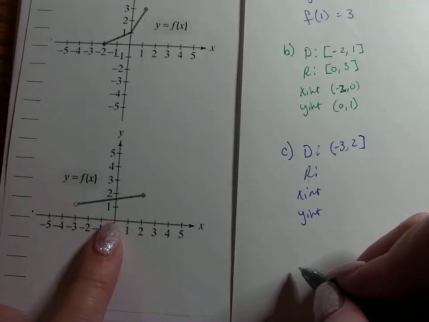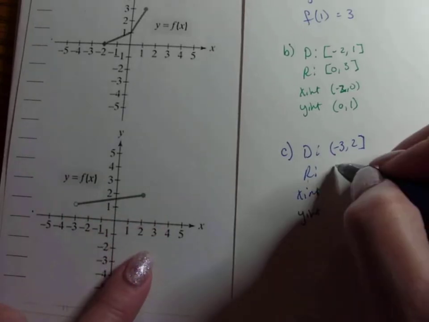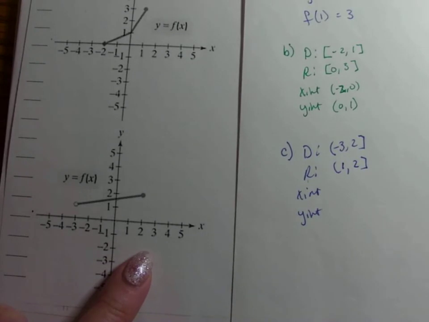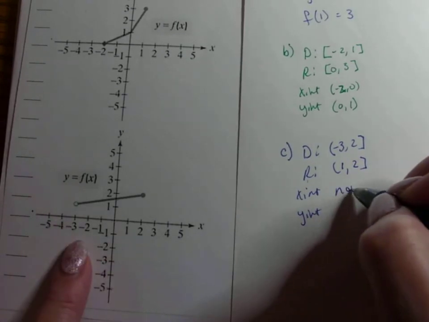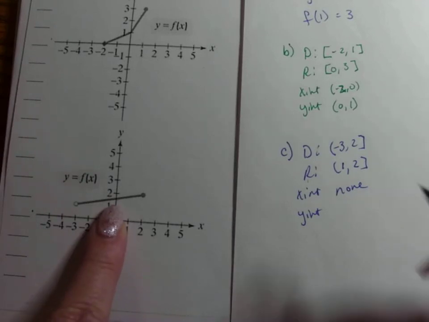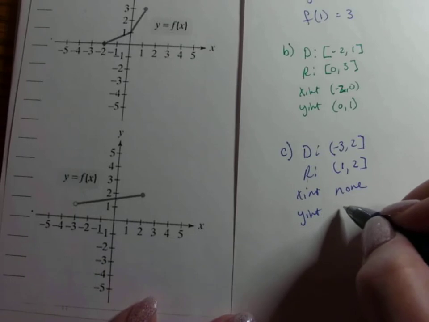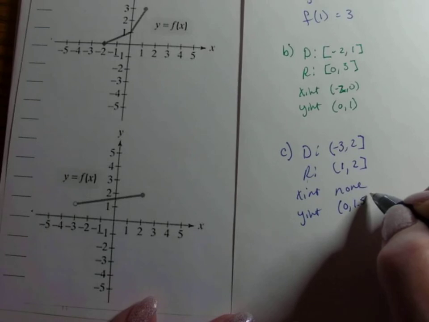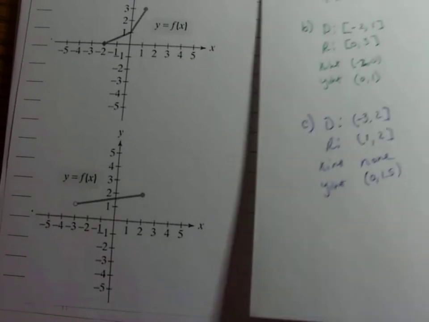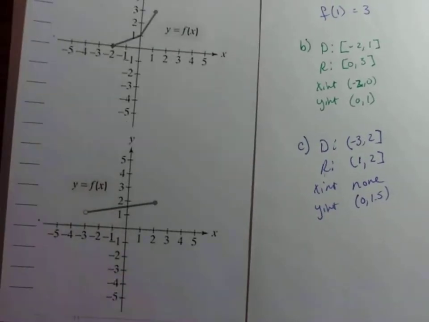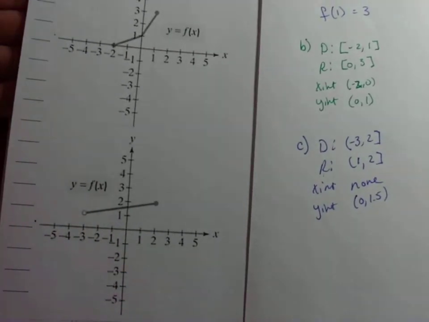The range will come up. We're at 1, but it's open, and we stop at 2, and it's closed. So it'll be (1, 2] with a bracket. There is no x-intercept, and the y-intercept, we'll call that about 1.5. As long as you're kind of in the ballpark, I'm okay with that. So it'll be (0, 1.5). You could put 1.7 if you wanted, whatever works for you. Because those are sometimes hard to guess if they're not right on the line.